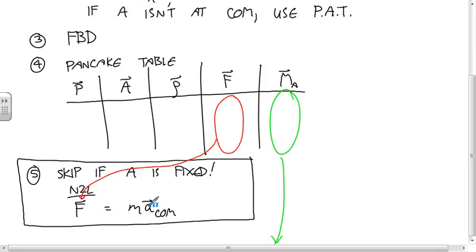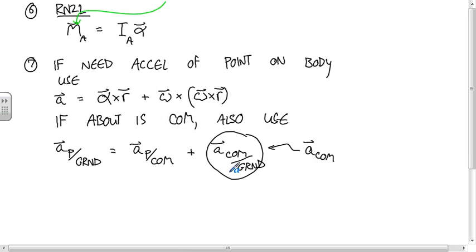And then ACOM is going to have to come into it because of the way those come in. Is that right? Yeah. So I think there's two different ways that you're going to need to use the acceleration of the center of mass if your about point is the center of mass.